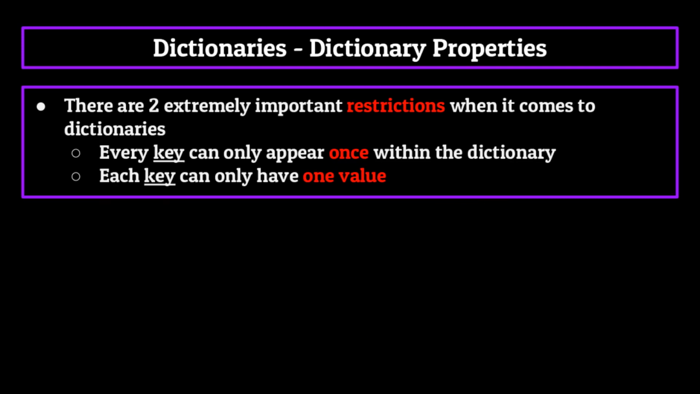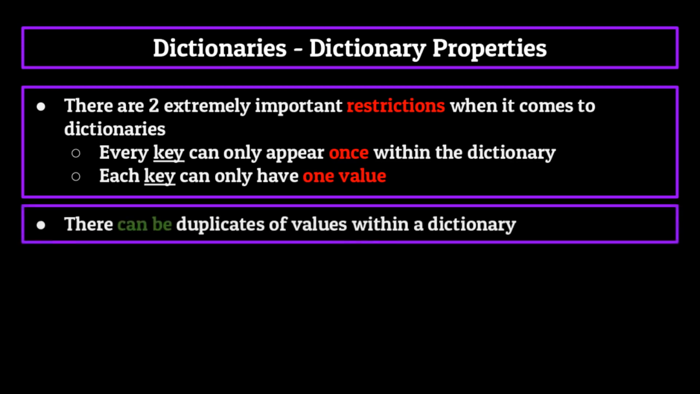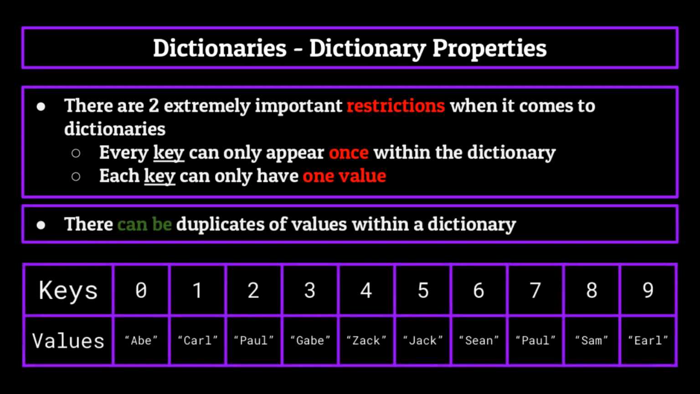Now, one rule that we don't have to follow is that there can be duplicates of values within a dictionary, meaning we can have two separate keys both point towards equivalent values. As long as the keys are different, the computer does not care.